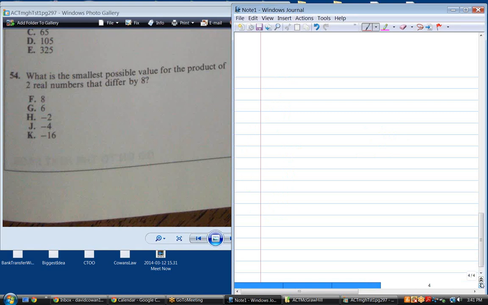What is the smallest possible value for the product of 2 real numbers that differ by 8? Well, what are 2 real numbers that differ by 8? 14 and 6. Okay, I was going to use small. I'll use small. It's always good to use smaller ones. What's the smallest possible value for the product? Well, this is 20. But we could have 1 and 9. That's only 9.